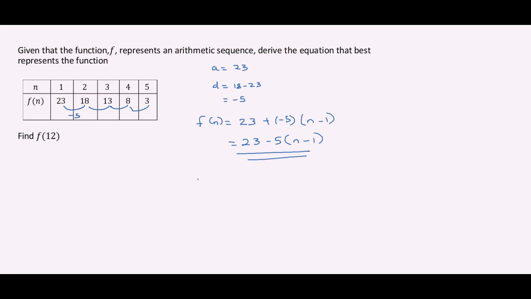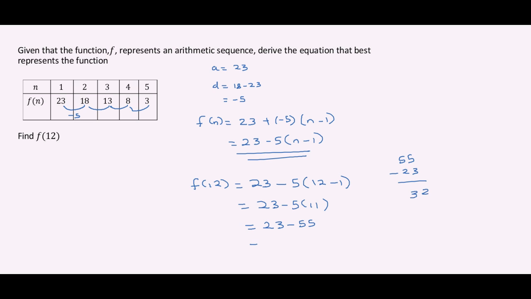Now let's go ahead and look for f of 12. It is going to be 23 minus 5 multiplied by 12 minus 1, which is 23 minus 5 times 11, which is 23 minus 55. This is going to give us 55 minus 23. We have 2, we have 3 here. Because the negative sign is in front of the larger number, this is negative 32.